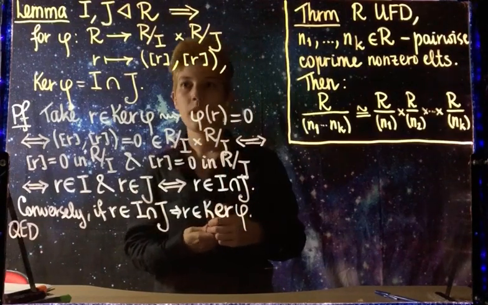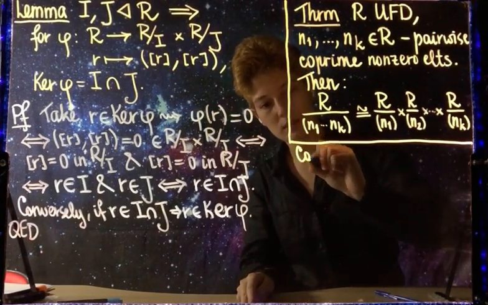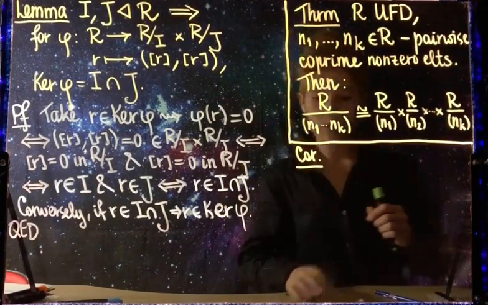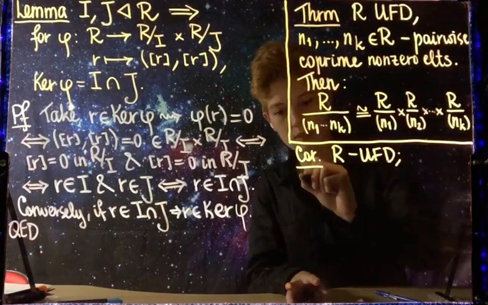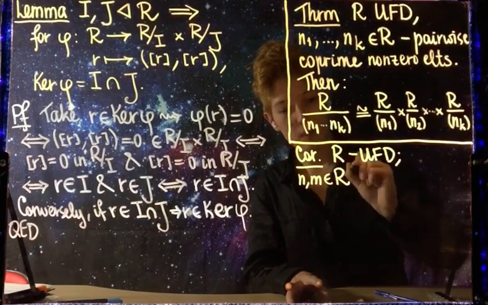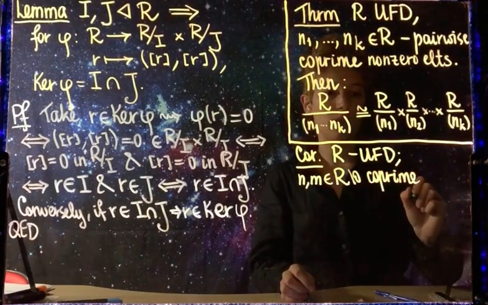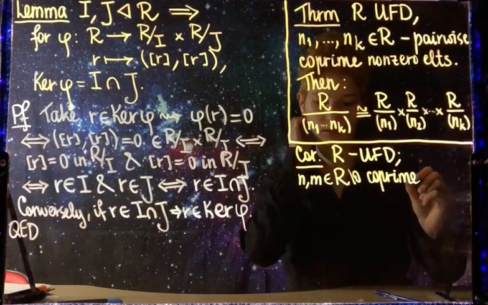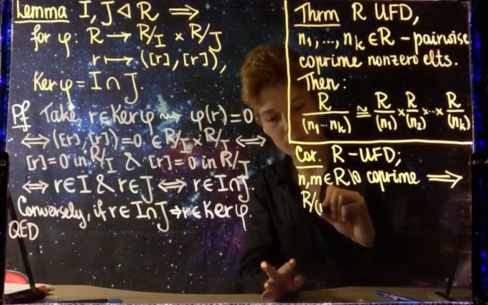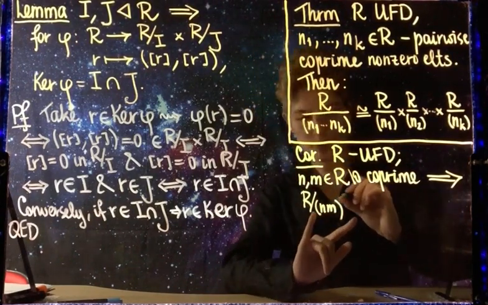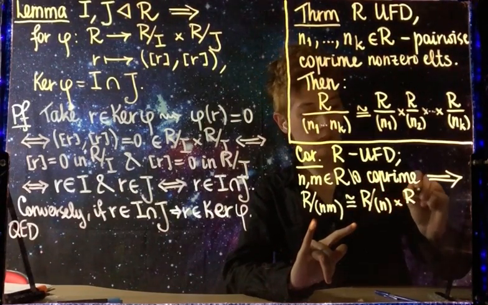And a corollary of this lemma is as follows. If R is a unique factorization domain and N and M in R are non-zero co-prime elements, so their GCD is equal to 1, in this case, the quotient ring R mod the principal ideal generated by NM is isomorphic to R mod N times R mod M.